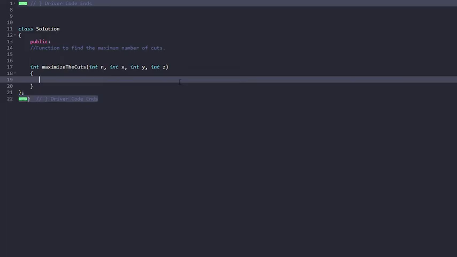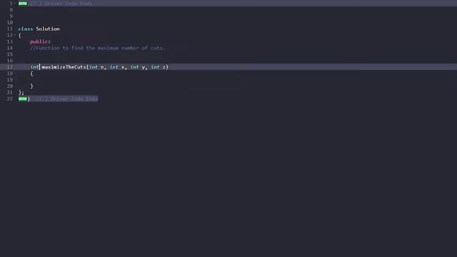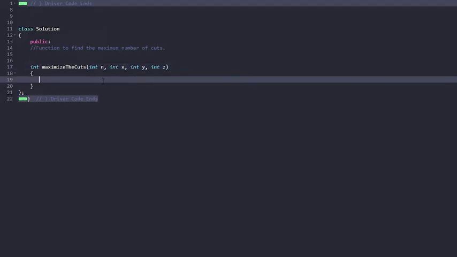Now, as I said, first of all, these are my parameters. In the input parameters, n is the length of the line segment, and x, y, z are the cuts allowed to me. So now my task is, first of all, to create a DP array of type long, and name it DP. And I have 2 states.